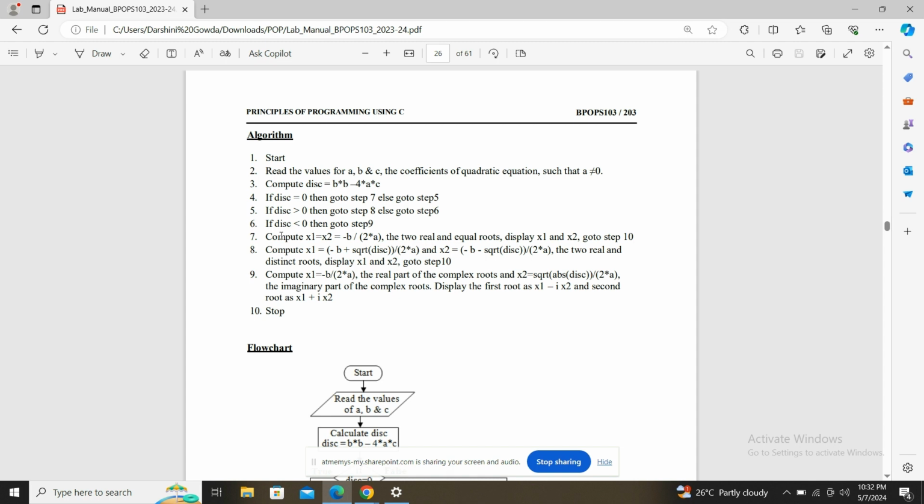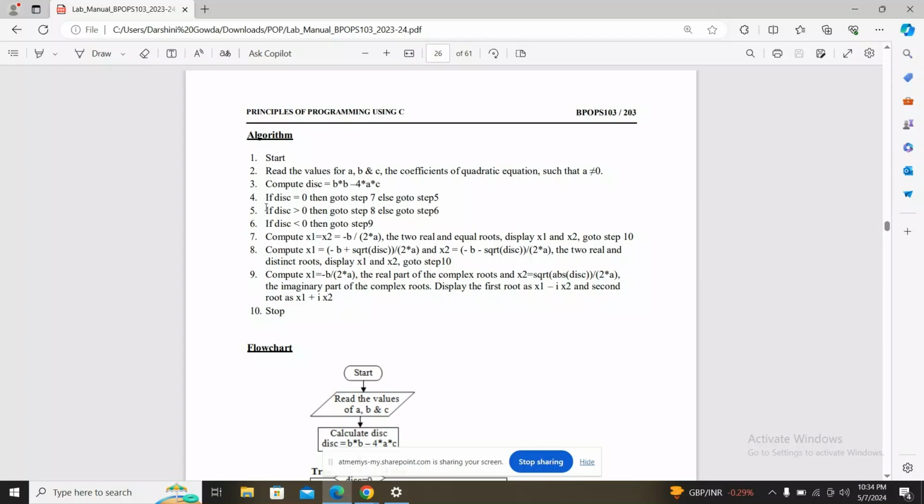Step 7 is computing x1 equals x2. Here we are computing the two roots with the formula minus b divided by 2 star a. This formula is used when the discriminant value is 0. It prints the message that the roots are real and equal, displays x1 and x2, and goes to step 10. Step 10 is to stop. After printing the messages, it goes to step 10 and stops its execution. If the condition becomes false, it will go to step 5.